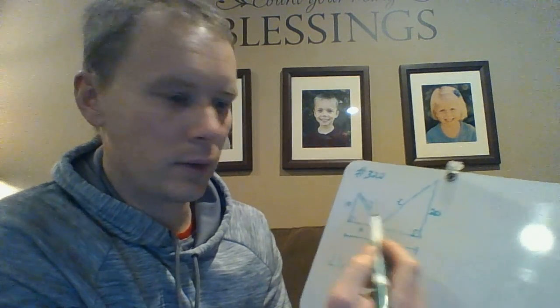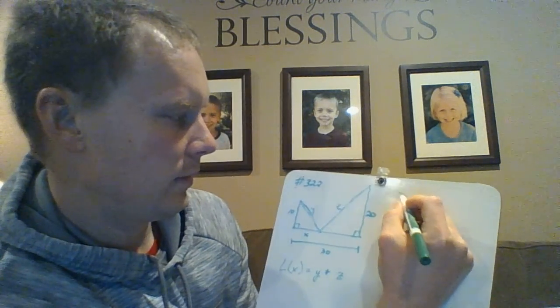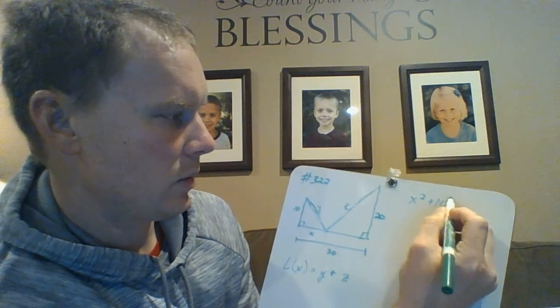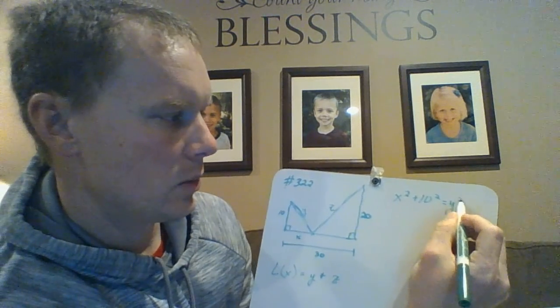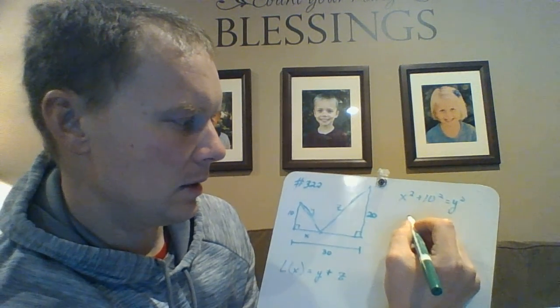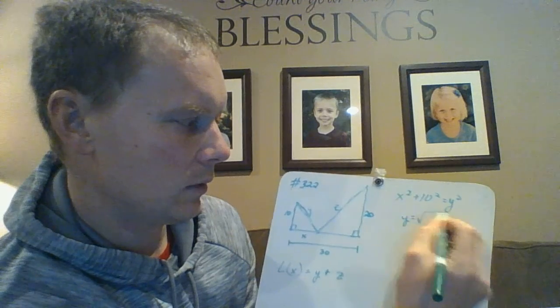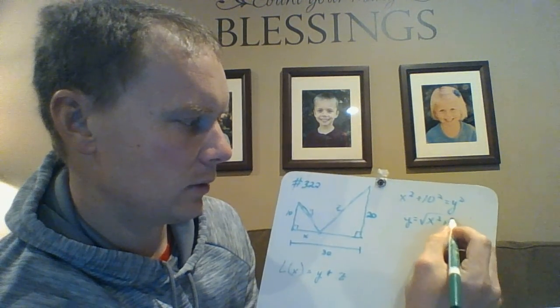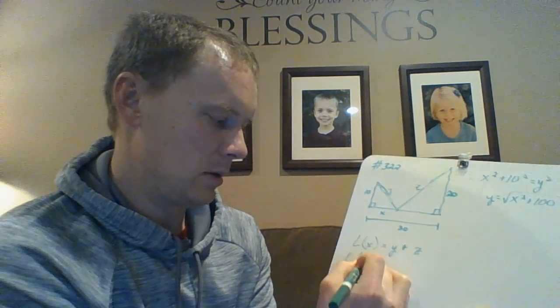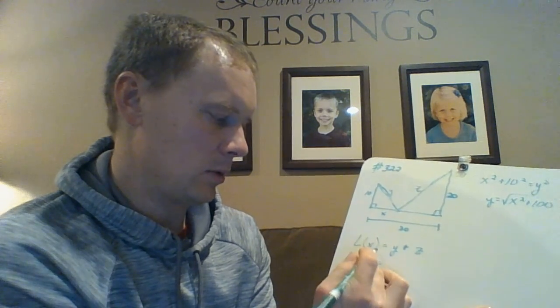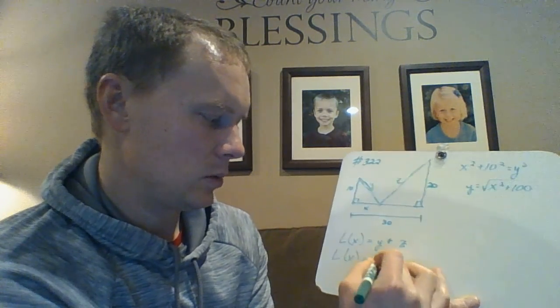And so that's where the Pythagorean theorem comes into play here. For this triangle over here, it's just a matter of x squared plus 10 squared equals y squared, and basically coming up with y equals the square root of x squared plus 100.